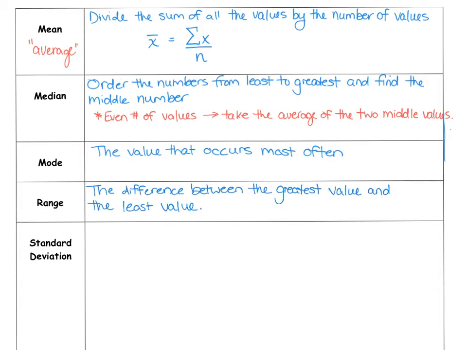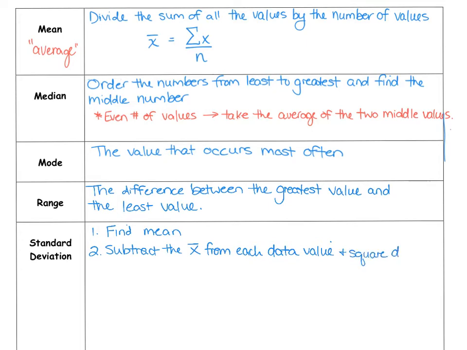And the standard deviation is the most complicated one. Okay? So I'm going to lead you through this process. The first thing you're going to do is find the mean, find the average of all of your values. Okay? The second step is what's a little bit complicated. You're going to subtract the mean, that's the symbol, right, from each data value. And you're going to square it. So put it to the exponent of 2. You're going to square that difference that you subtracted.